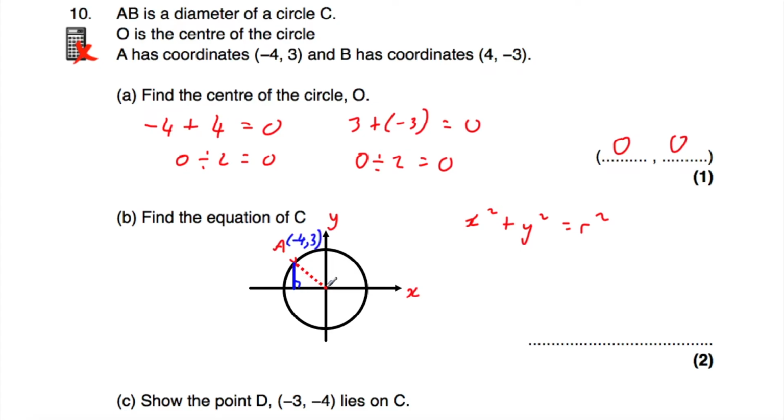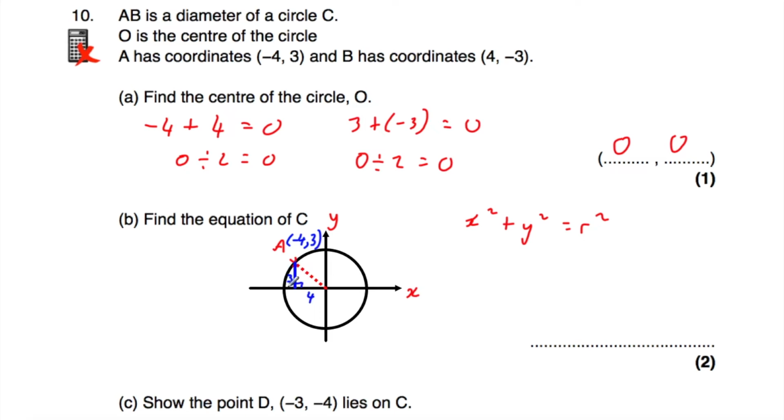This is the origin, so we've got negative 4 across. That means the distance from here to here would be 4. And then we've gone 3 up, so that means the length of that line would be 3. So we've now got a right angle triangle where we know the length of the 2 shorter sides, and we want to find the length of the longer side, this length here.